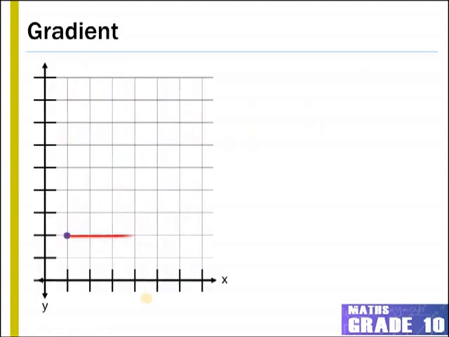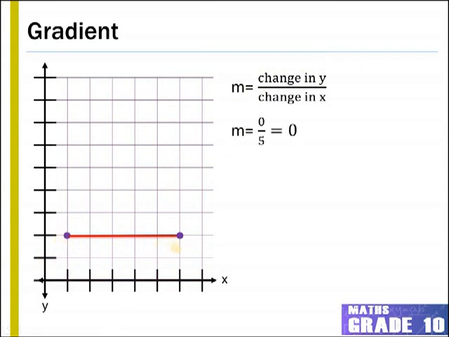Now let's have a look at some horizontal and vertical lines. Here's a horizontal line. It just goes straight across. In this case, the change in y is 0 because it's not going up or down, and the change in x is 5. So the gradient would be 0 divided by 5, which is 0. The slope of a horizontal line is always 0.